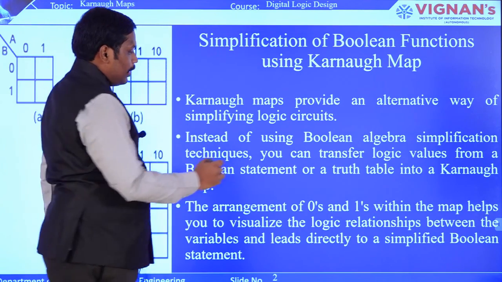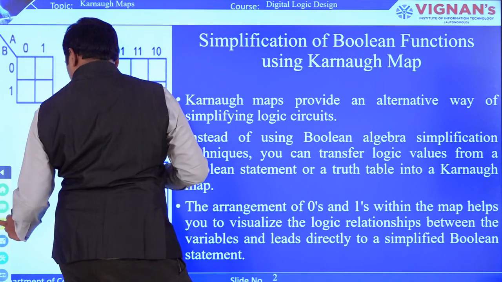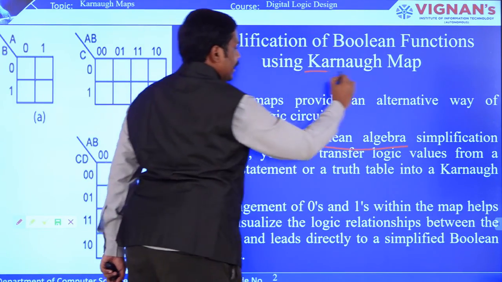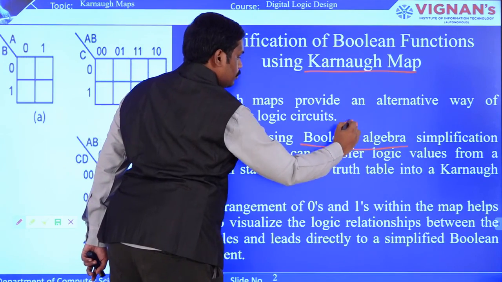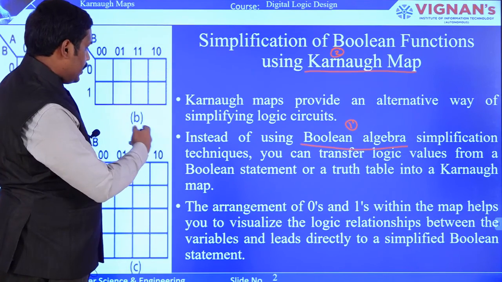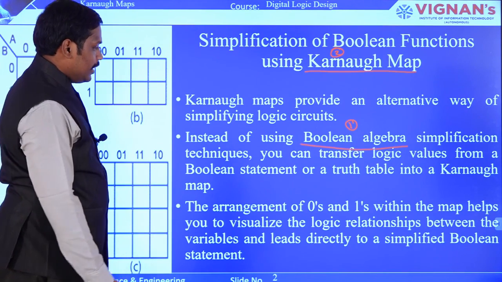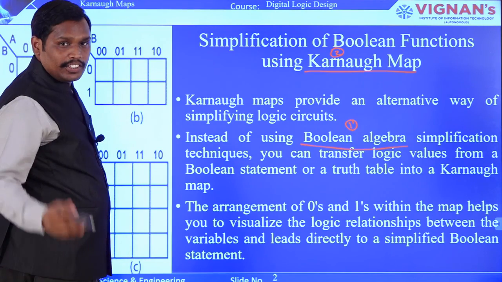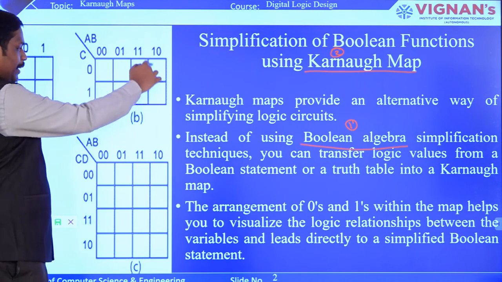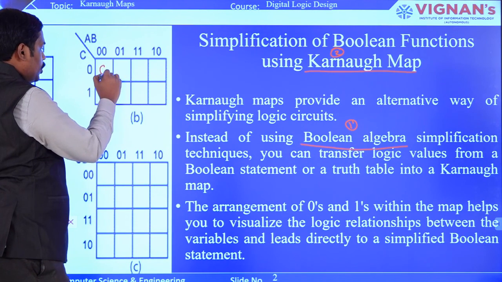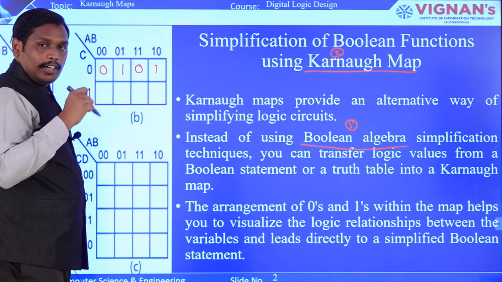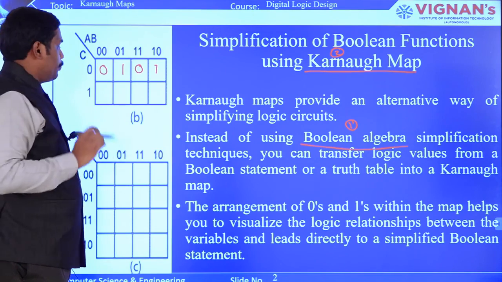So now you can see here, this is the first technique as I told you, the Boolean algebra, and this is the second technique. So this is technique number 1 and this is technique 2 in order to solve the Boolean functions. Instead of using Boolean algebra simplification techniques, you can also transfer the logic values, that are zeros and ones, from the Boolean statement or the truth table into the Karnaugh map. Here in these cells, you can have either 0 or 1 based on the truth table or the Boolean function that is given as an input to you, right?